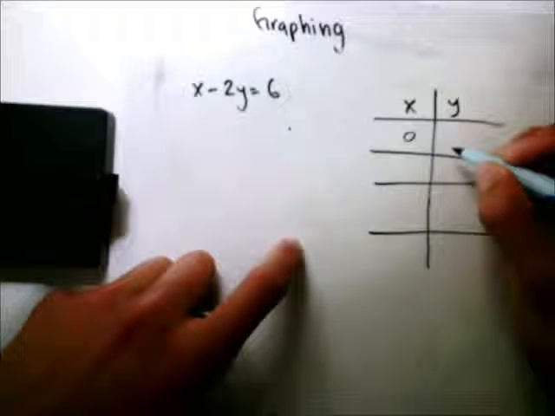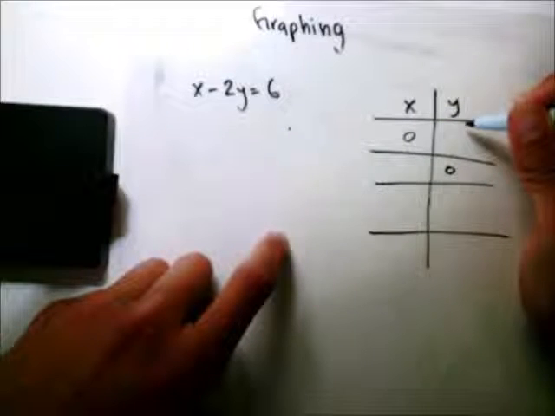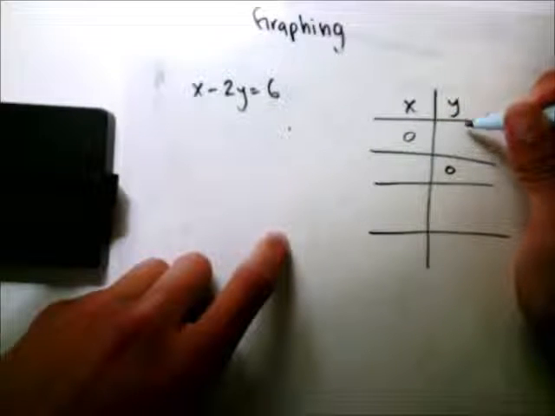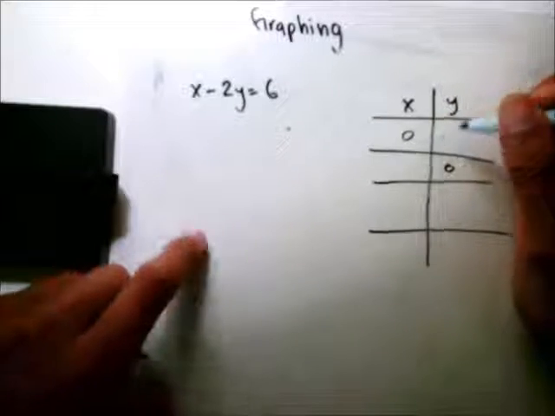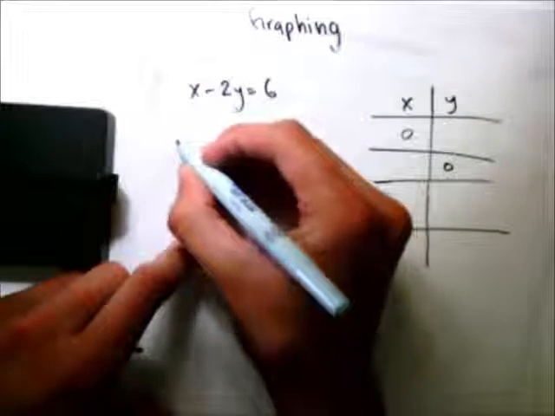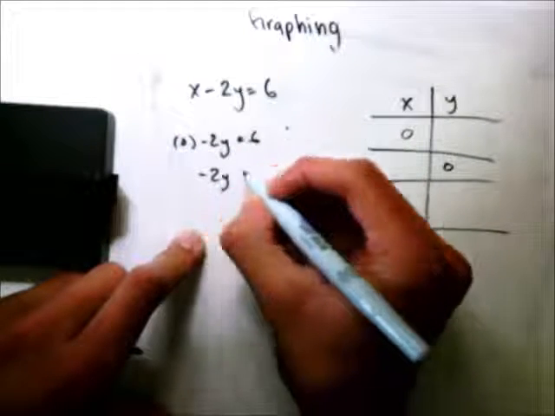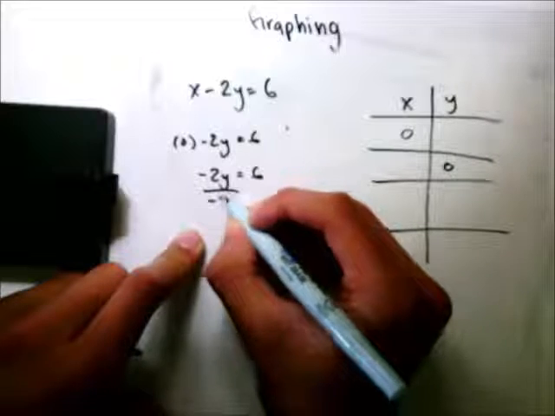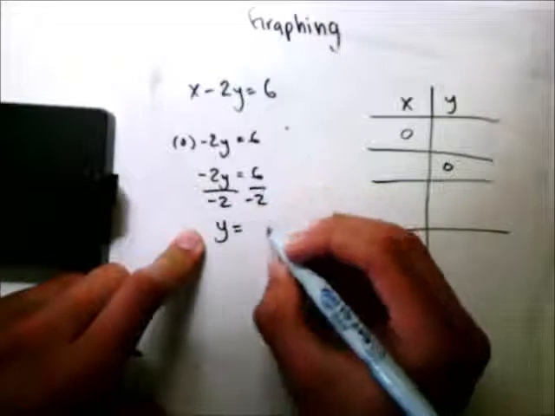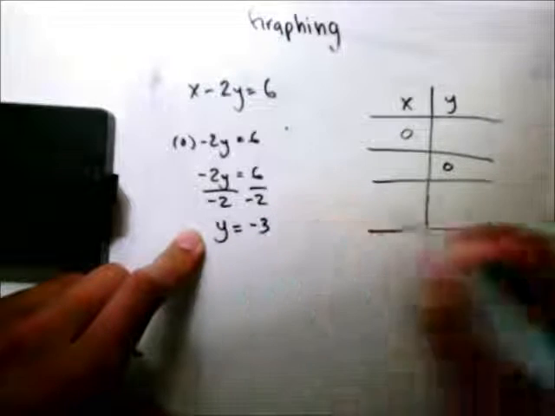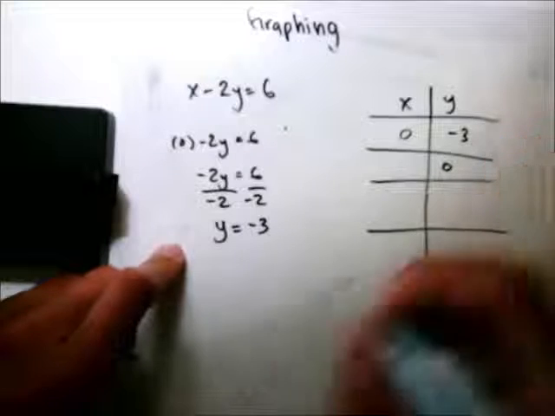I'd like to begin by finding our x and y intercepts. So we'll substitute 0 for x to find our y-intercept, and to find our x-intercept, we'll substitute 0 for y and solve for x. So we'll begin with that. We have 0 minus 2y is equal to 6, so negative 2y is equal to 6. Dividing both sides by negative 2 to solve for y, we have 6 divided by negative 2, which gives us negative 3. So our y-intercept is negative 3.